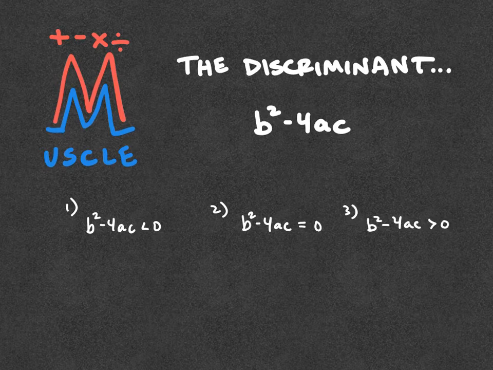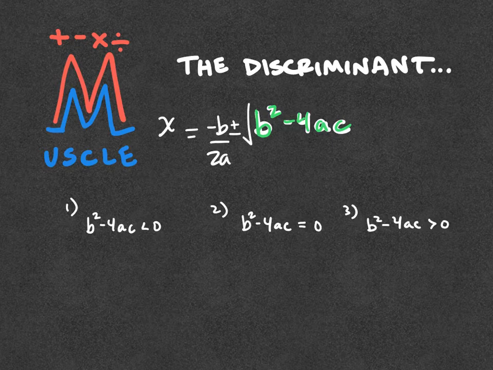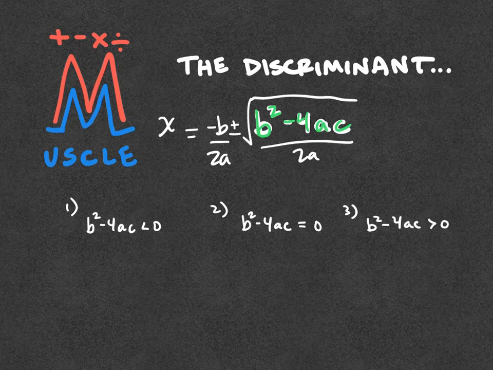So the discriminant is a piece of the quadratic formula, right? Let me highlight this. I'm going to put the discriminant here in green, and then I'm going to put the rest of the quadratic formula around it. I'm going to jack this up a little bit because my spacing's off slightly. But the discriminant is b squared minus 4ac.